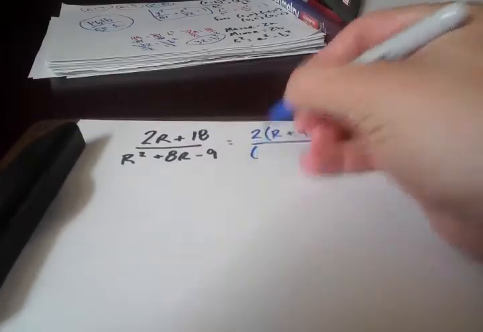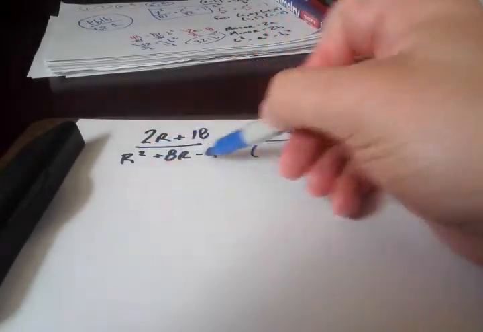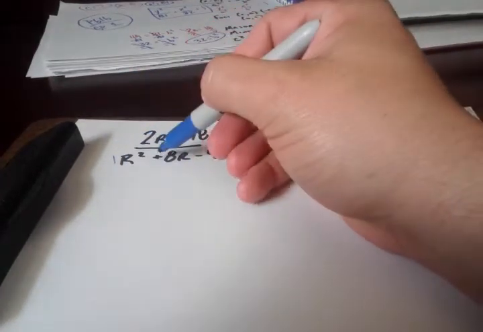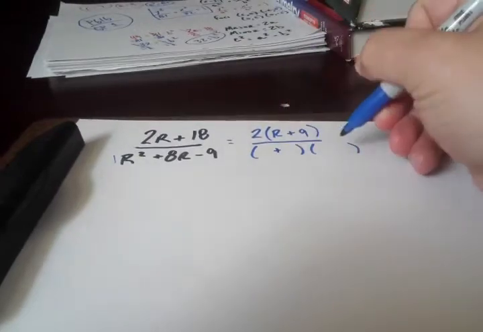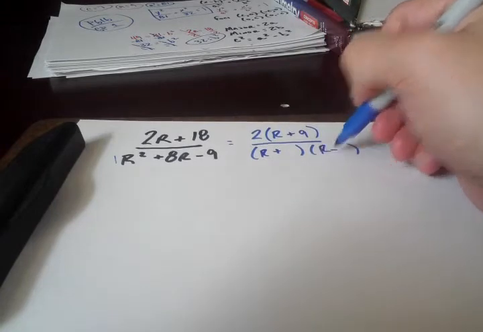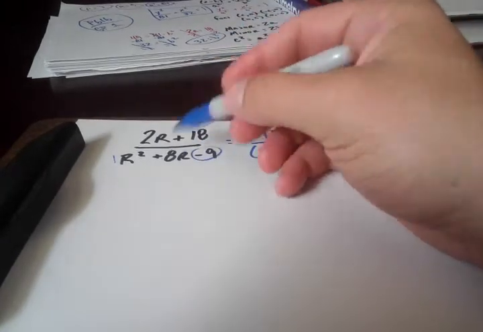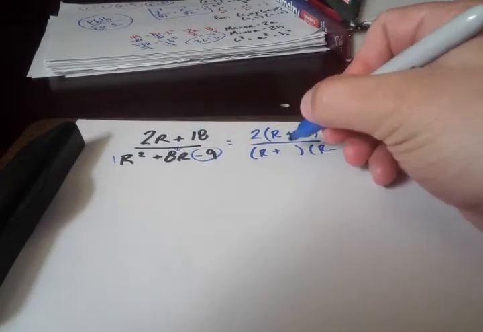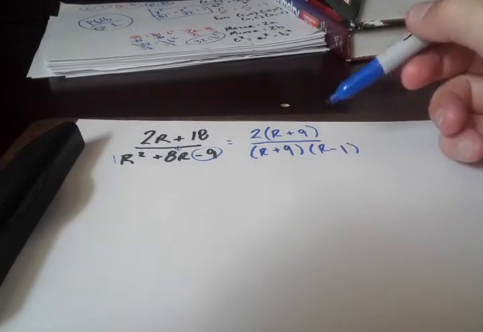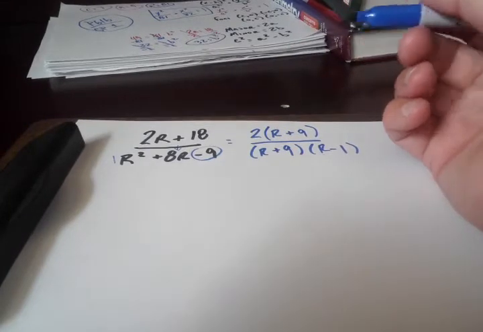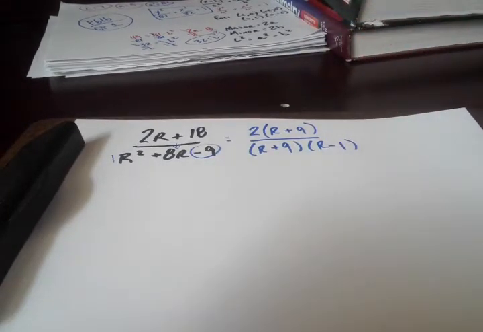Now on the bottom, we need to factor this trinomial, right? So I put my parentheses down here because a is 1. Plus minus gives me plus minus. Since a is 1, it's just r. And now we need the factors of negative 9 that add to 8, right? So I think it's positive 9 and negative 1. 9 times negative 1 is negative 9. 9 minus 1 is 8. So what we have done right now is we have simplified this by factoring.